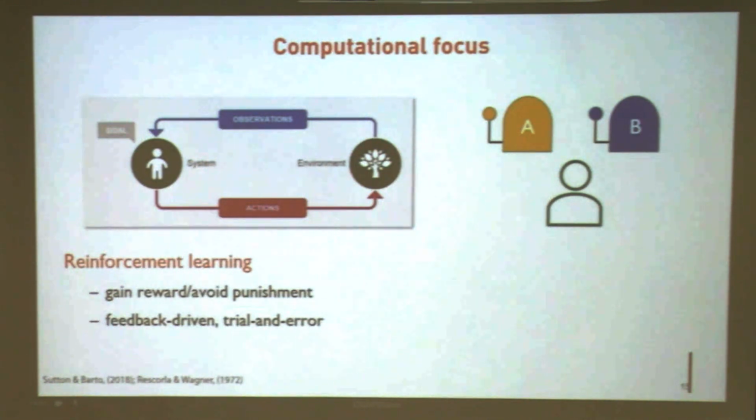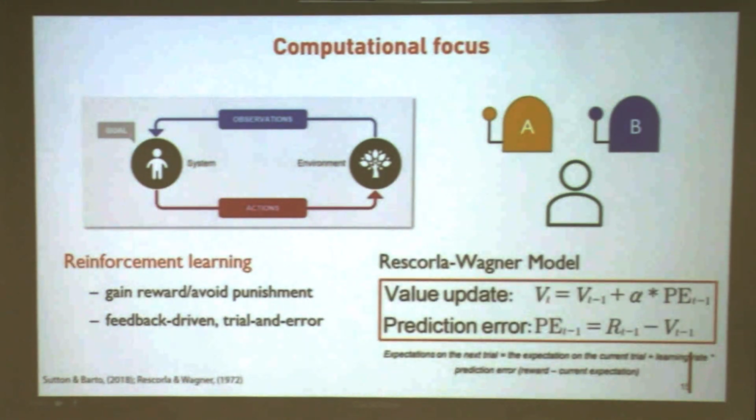So here, the goal of a person or an individual, or maybe an agent, however you call it, is to gain reward as much as possible and also avoid punishments using feedback-driven trial and error learning. The central idea here is to update what you believe is rewarding or not, using two equations. This is the Rescorla-Wagner model. The two equations are actually just together.